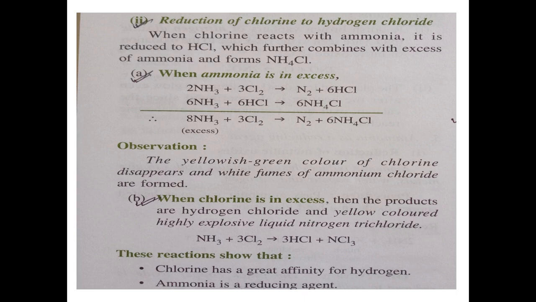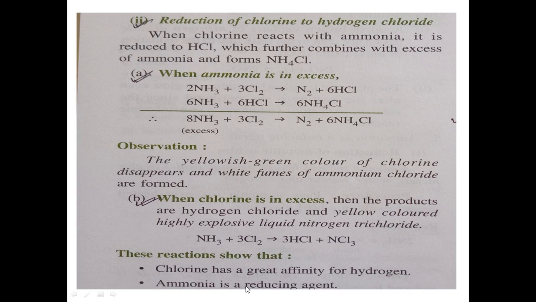When ammonia is in excess, we get ammonium chloride. When chlorine is in excess, then we get hydrogen chloride and nitrogen trichloride. So the products are hydrogen chloride and yellow colored, highly explosive liquid nitrogen trichloride. So nitrogen trichloride is a highly explosive liquid that we get when we use excess of chlorine to react with ammonia. So this reaction shows that chlorine has a great affinity for hydrogen and ammonia is a reducing agent.